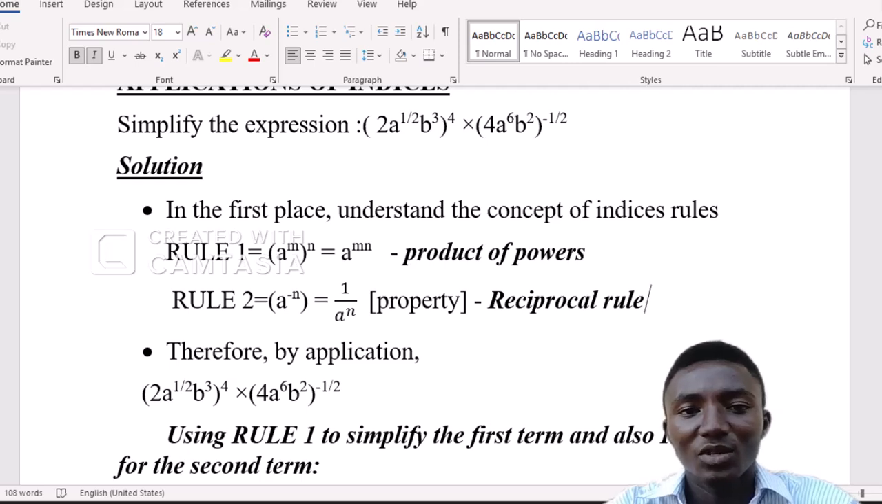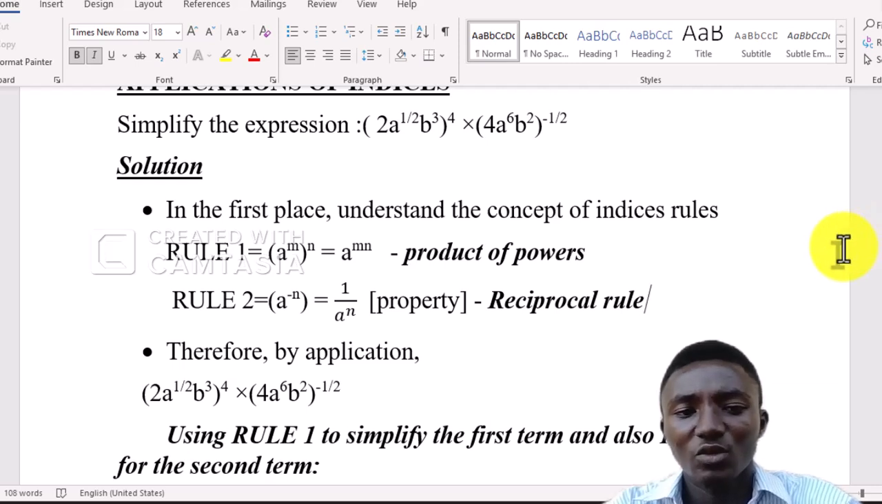Don't forget, I keep on telling you that anytime you come across a question or any problem in mathematics and you want to solve it and get a correct answer, what you need to do is to understand the concept of the question. This problem specifically is from indices, and in indices too we have certain rules and properties that guide us in solving or dealing with our problem.